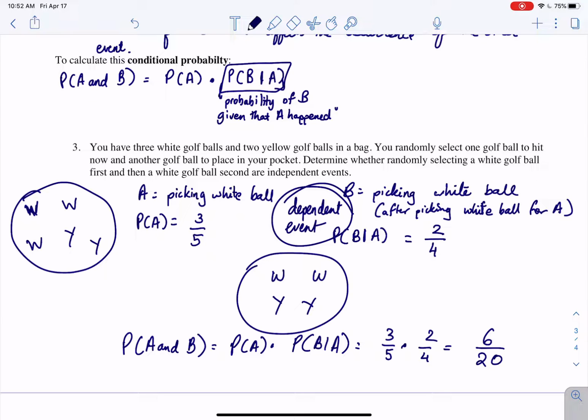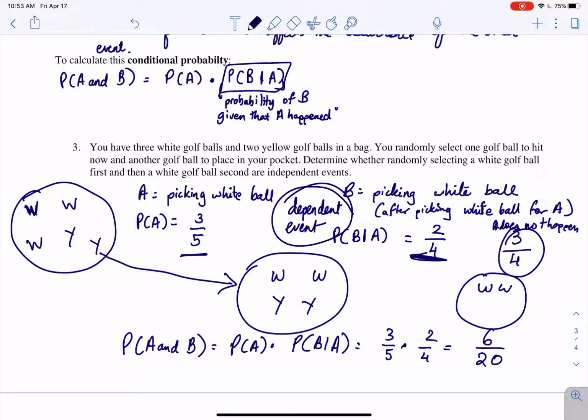The main thing you're noticing here is that this changes the probability from 3/5 to 2/4 because A already happened. If A does not happen, then we'd have 4 balls, but it would be 3 out of 4, because if we didn't pick a white ball first, then one of the yellow balls went away. So now we'd have 3 out of 4. These are different probabilities depending on whether A happened or not. That's what makes this dependent.